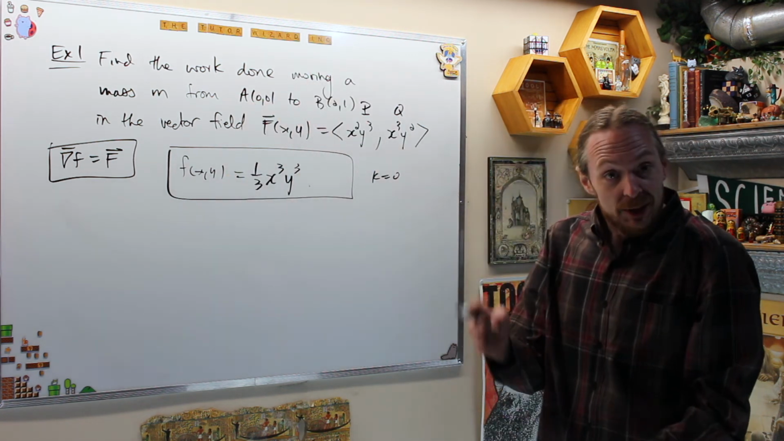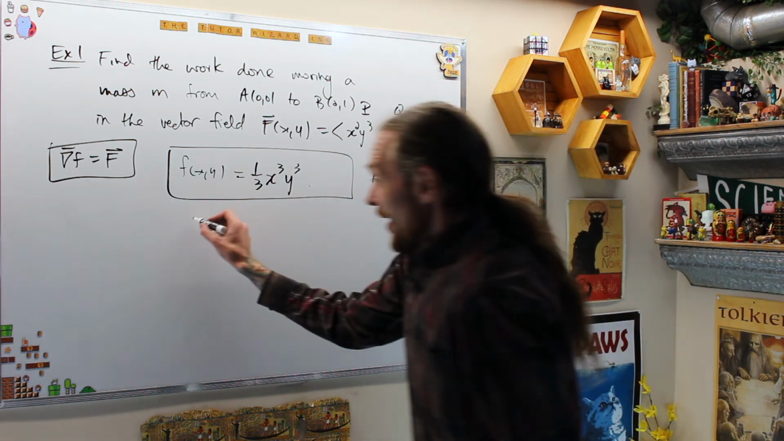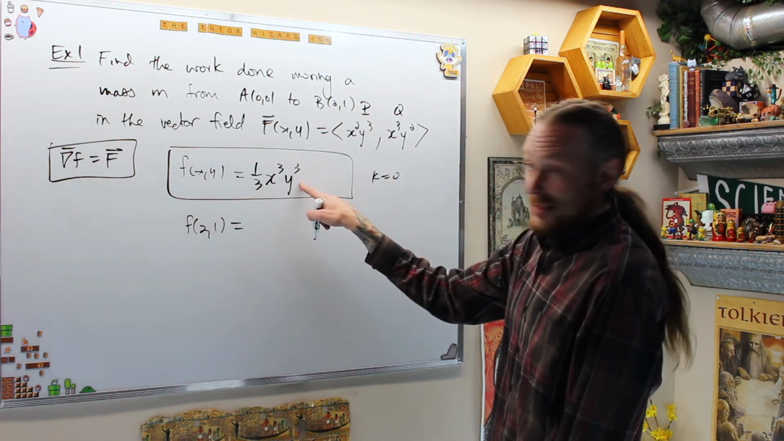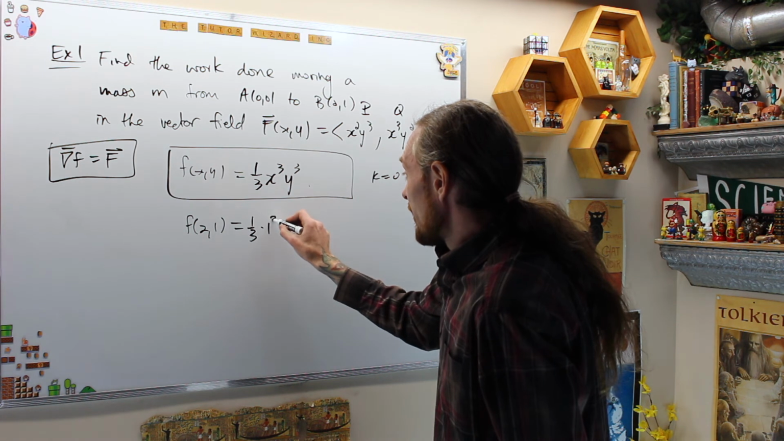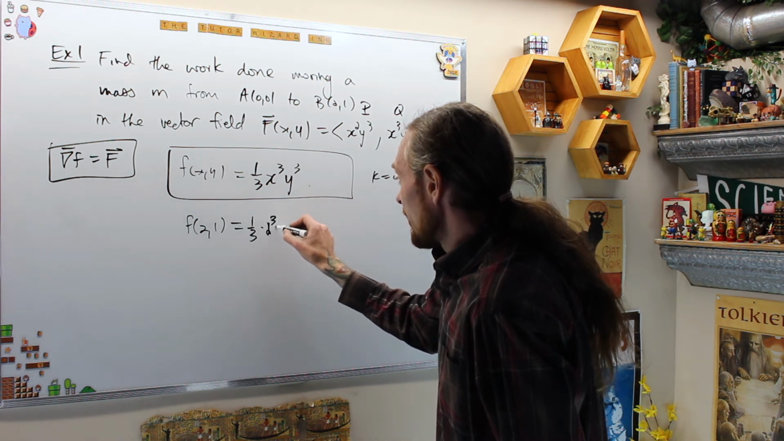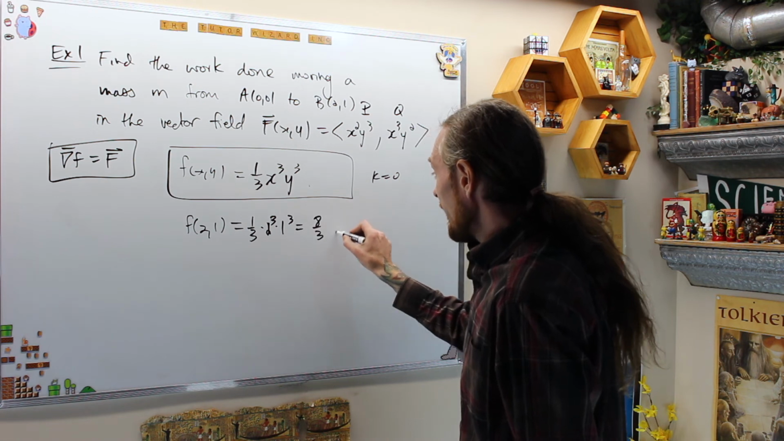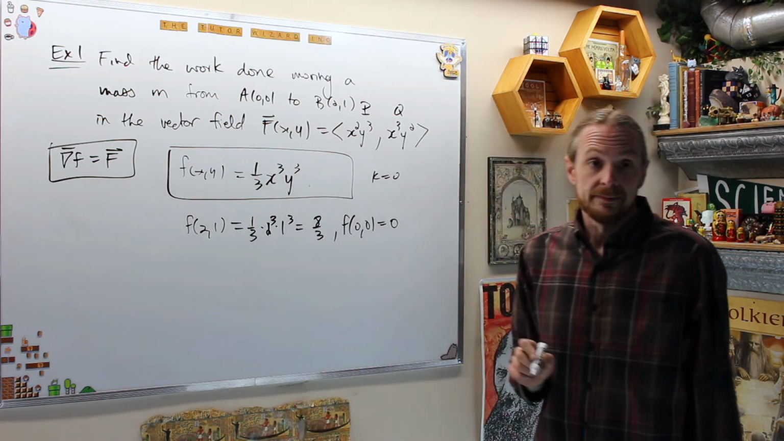So I'm going to calculate and chop those up before I put it in the soup again, because I already know where I'm going. So f of b, which is (2, 1), is going to equal just this function, 1 over 3 times 2 cubed times 1 cubed, which is equal to 8 over 3. And f of (0, 0) is equal to 0.